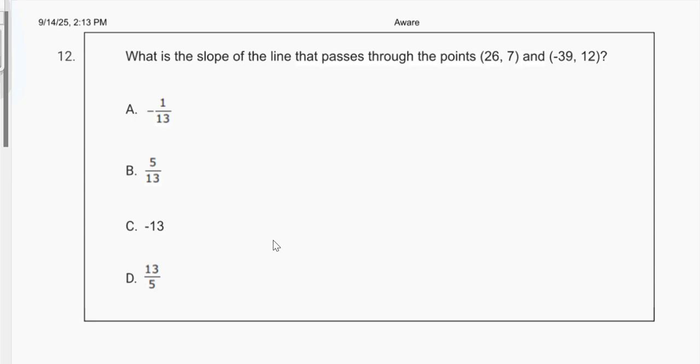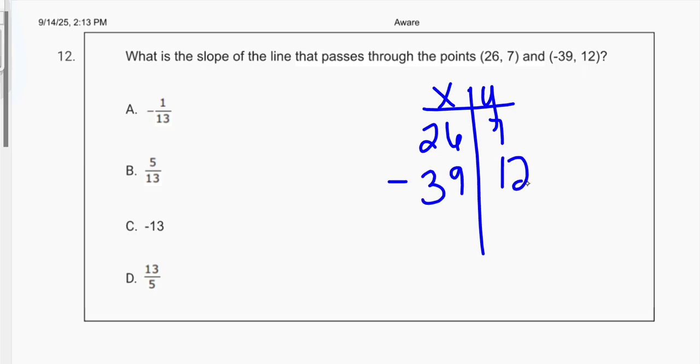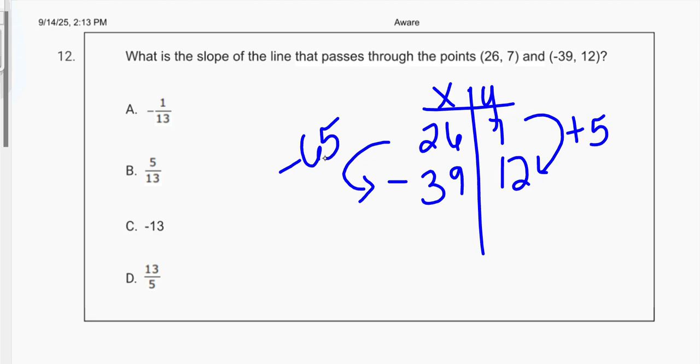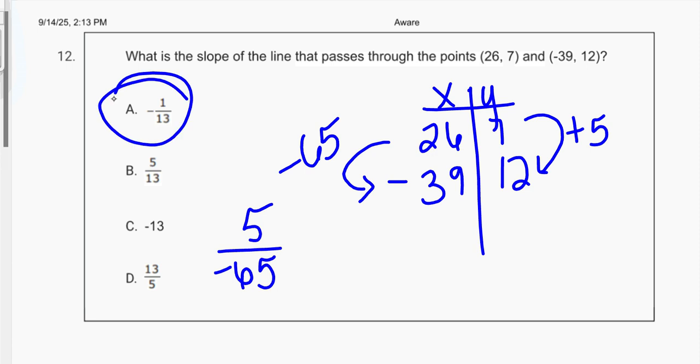Number 12, what is the slope of the line that passes through the points (26, 7) and (-39, 12)? I'm just going to go ahead and place these in a table, but of course you could use your graph if you choose. So I can see that I increased by 5, so the change in my y is 5. And I decreased by 65. So I have 5 over -65, which is going to give me -1 over 13.